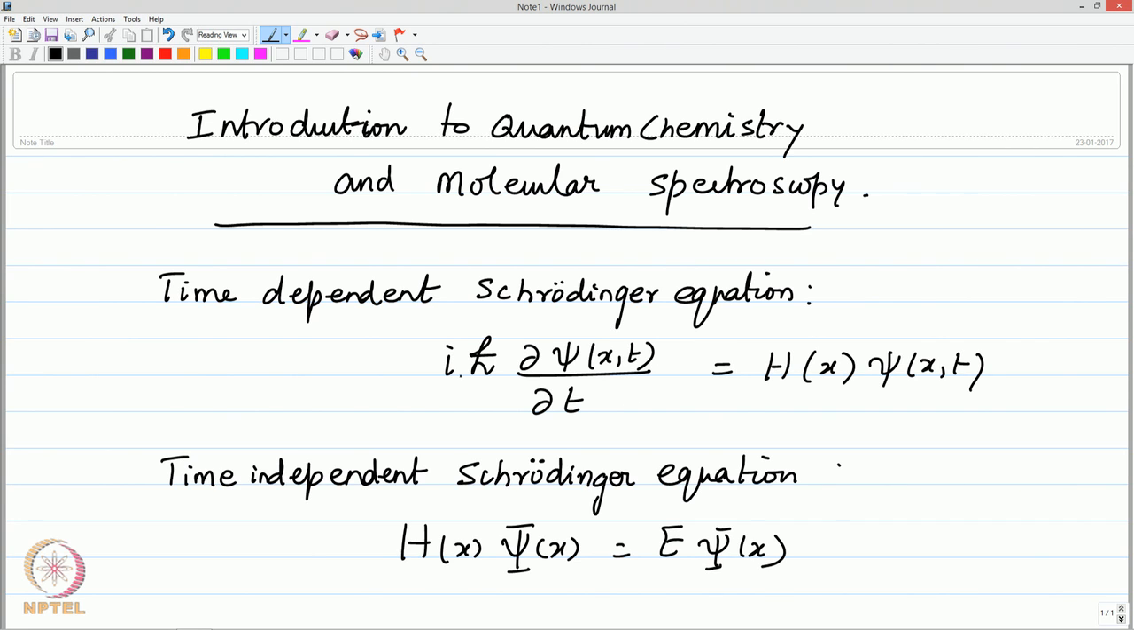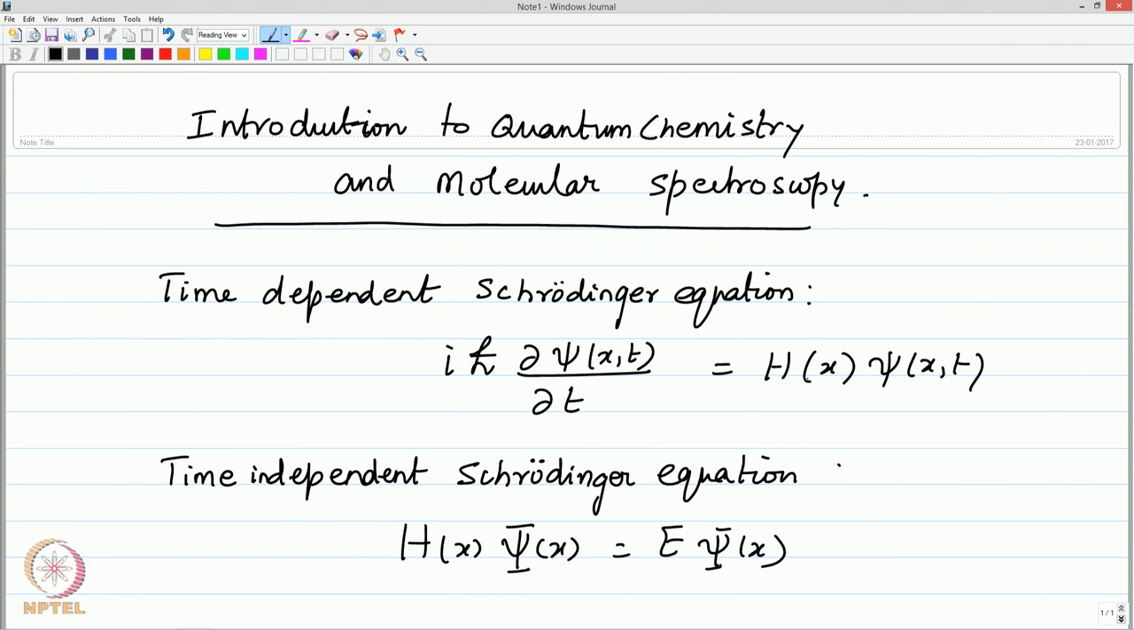Language and definitions apart, the time dependent Schrödinger equation was introduced to you in an earlier lecture as i h bar, or h by 2 pi, times the partial derivative of the wave function of the system with respect to time, ∂psi/∂t, and that is equated to the action of the Hamiltonian. H of x is the total energy function of the system, and it is a function of the position. It is also a function of the derivatives of position because of the momentum operator and so on. The Hamiltonian is an operator and it acts on the wave function psi of x, t.